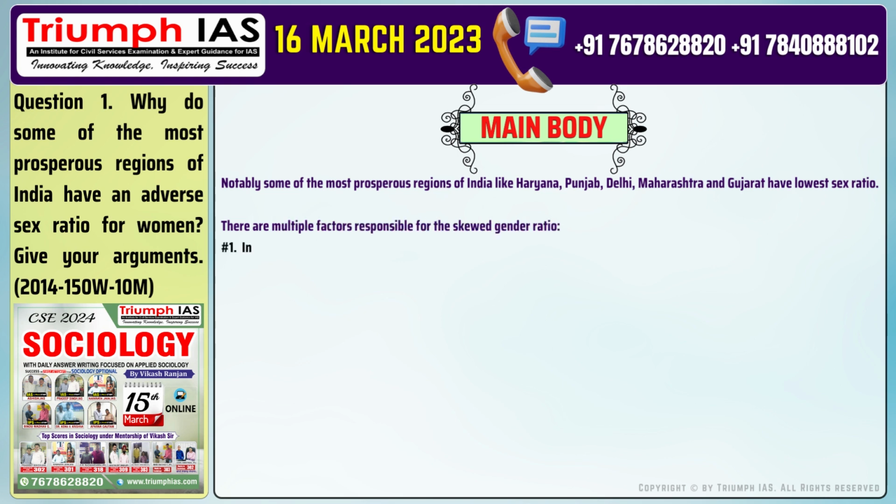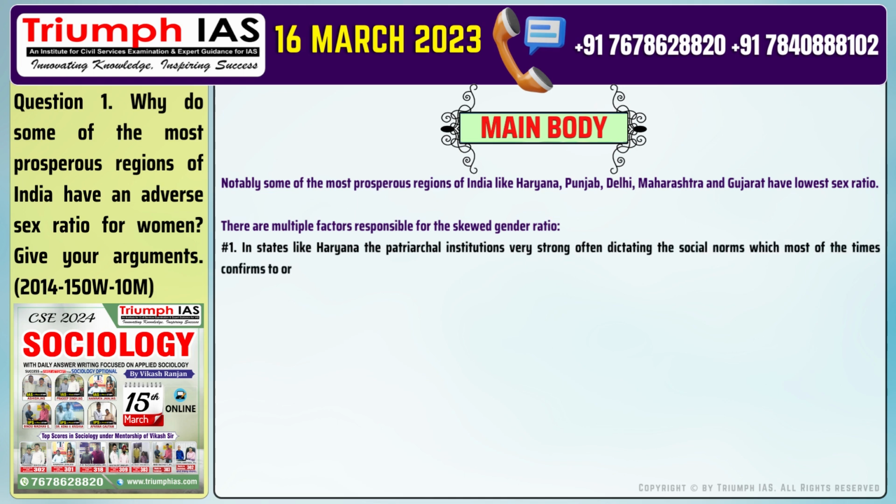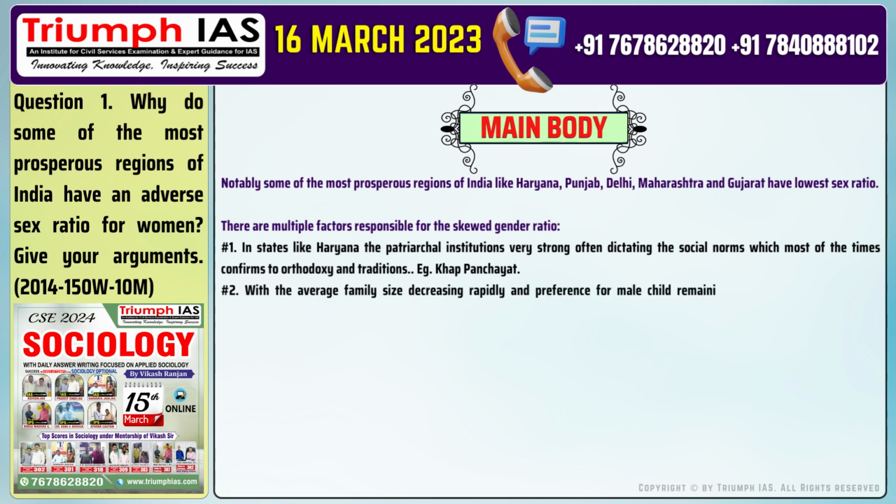Number 1. In states like Haryana, the patriarchal institutions are very strong, often dictating the social norms, which most of the times conform to orthodoxy and traditions. For example, Khap Panchayat. Number 2. With the average family size decreasing rapidly and preference for male child remaining the same, the female child population is showing a downward trend.